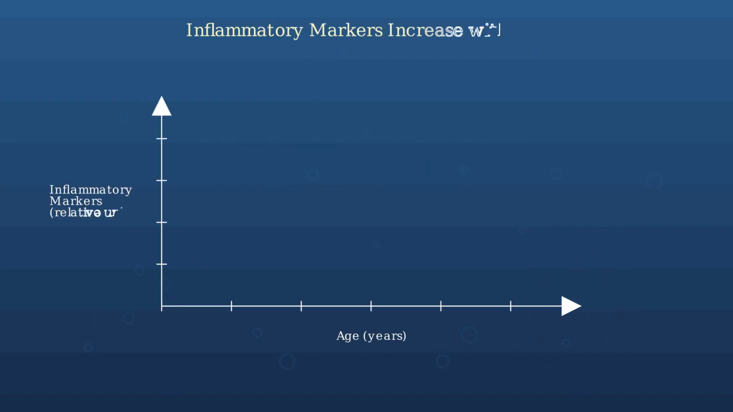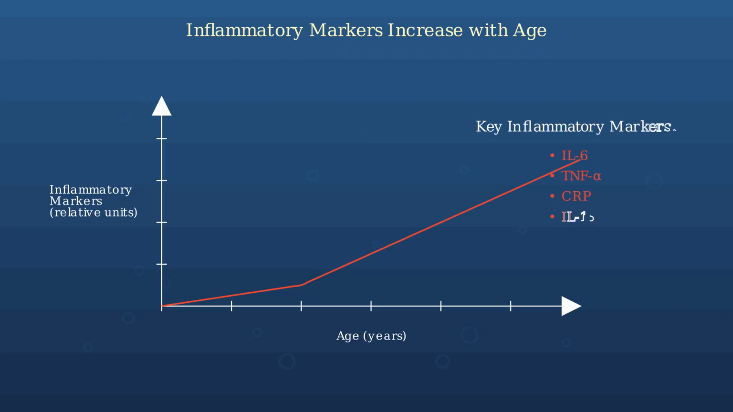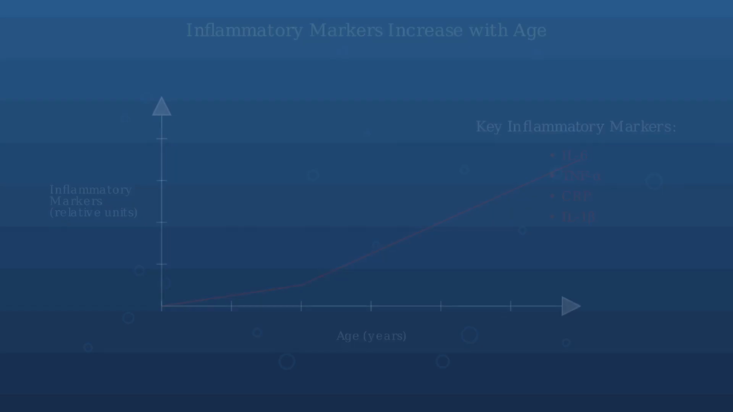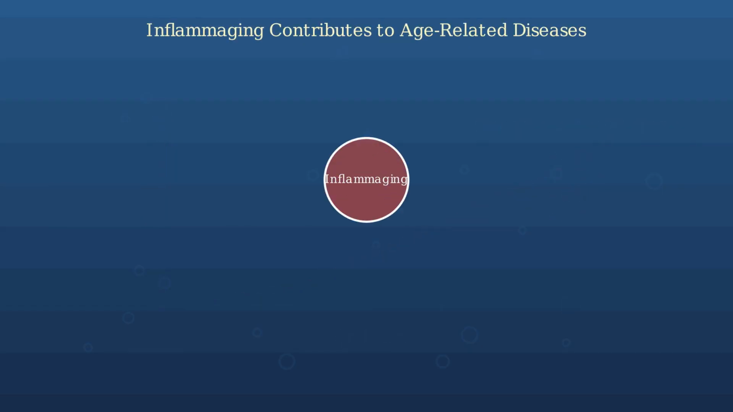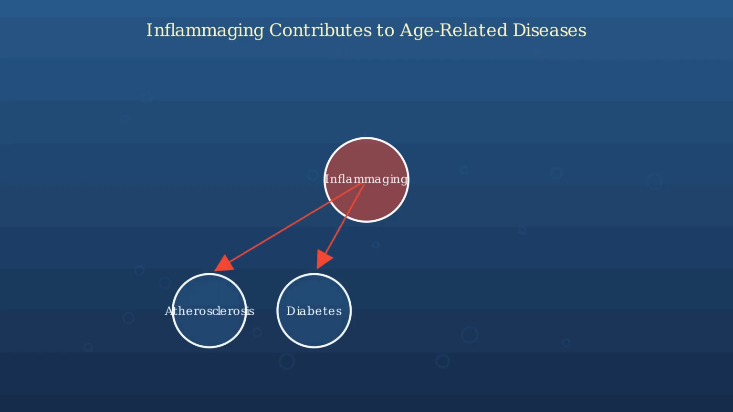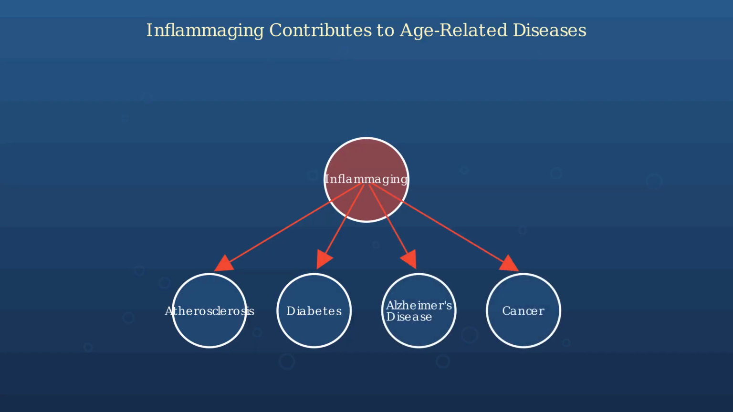As we age, the levels of inflammatory markers in our blood steadily increase, with a more dramatic rise after middle age. These key inflammatory markers include interleukins like IL-6 and IL-1 beta, tumor necrosis factor alpha, and C-reactive protein. Inflammaging contributes to multiple age-related diseases. These include atherosclerosis, which involves inflammation in the arteries, and type 2 diabetes, where inflammation affects insulin sensitivity. Alzheimer's disease shows neuroinflammation as a key feature, while cancer development is promoted by chronic inflammatory environments.